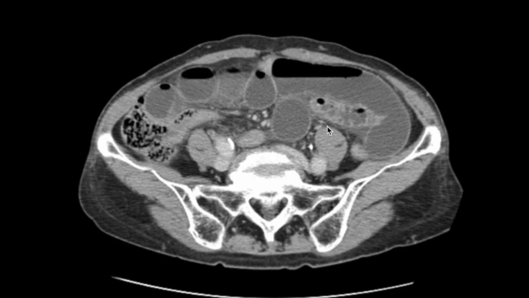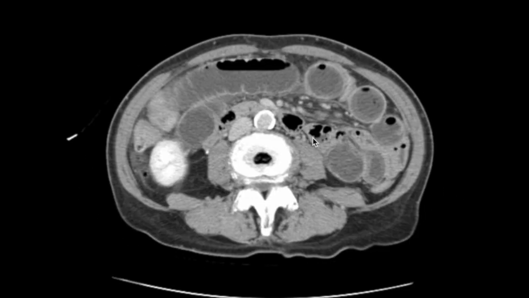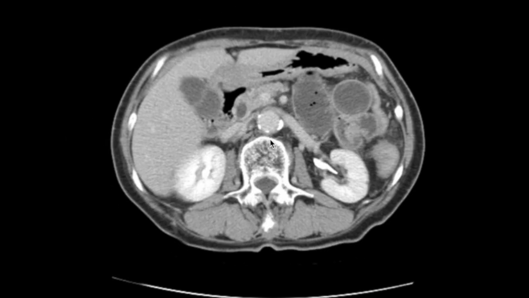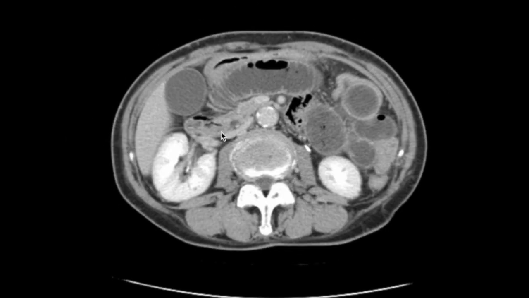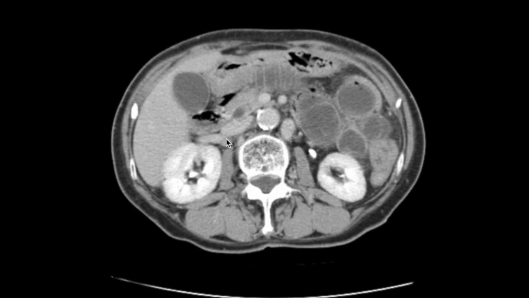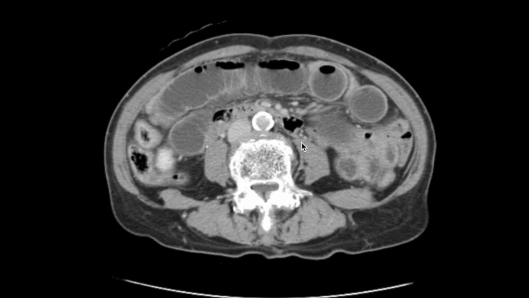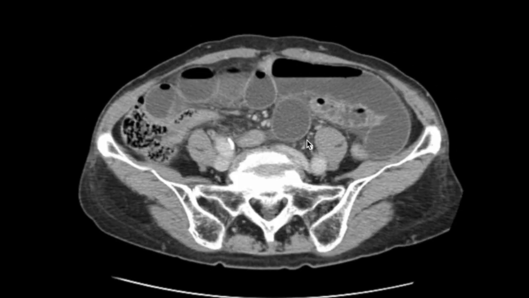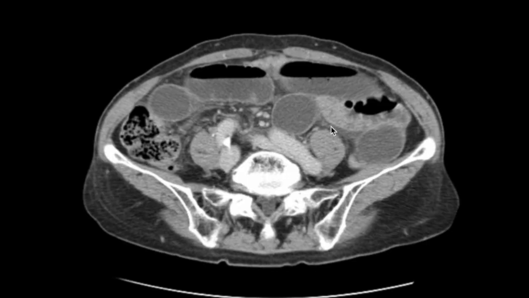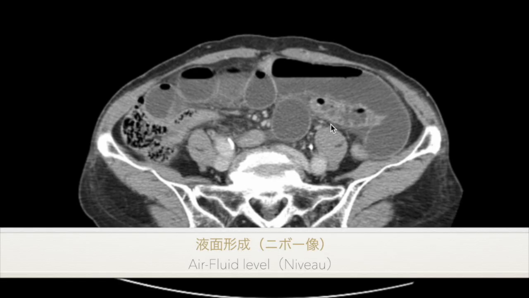For example, if we look at the duodenum, which is part of the same digestive tract, we can see intestinal fluid and gas as well, but in this region they appear to be mixed together. On the other hand, how do the fluid and gas appear in this portion of the small intestine? They are completely separated, with fluid and air existing distinctly. This finding is called a niveau, and it is essentially synonymous with ileus.